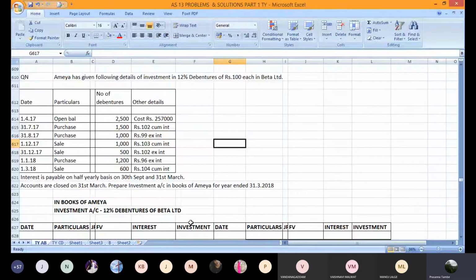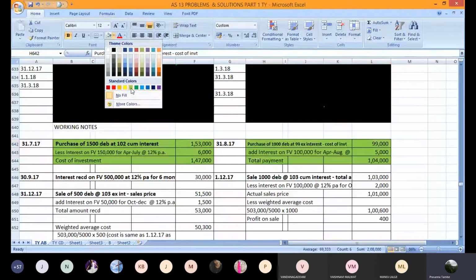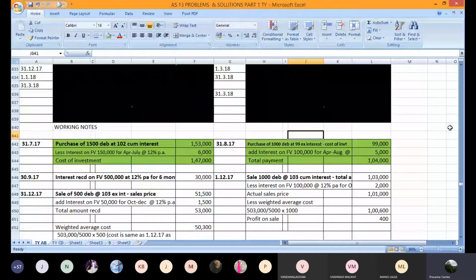Okay, 31st August. This is the working note. Let us discuss and then we will again see the entry. 1,000 debentures are purchased at 99, and this being the ex-interest quotation, this is the actual price of investment. But since you are purchasing debentures on 31st of August, the seller will ask you for interest. Which period's interest will he demand? He will demand the interest from the last payment date of interest till the date of transaction.